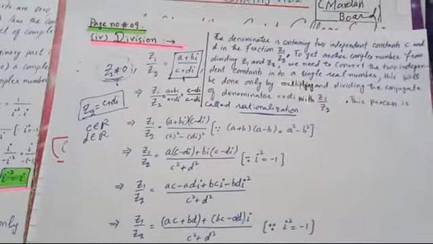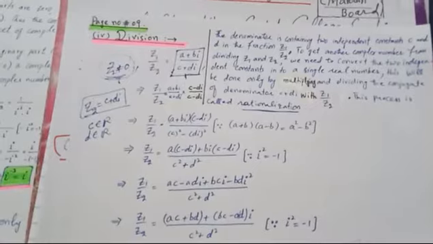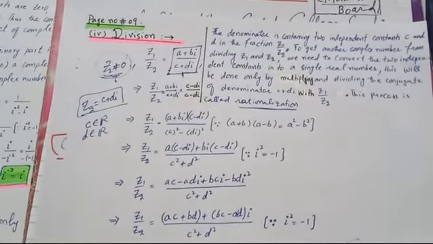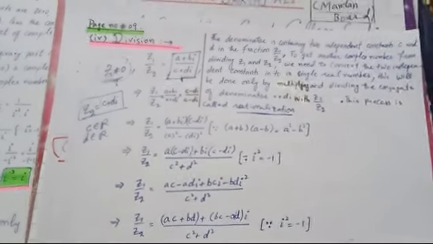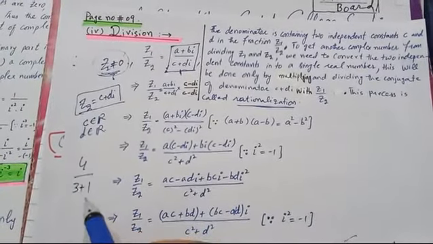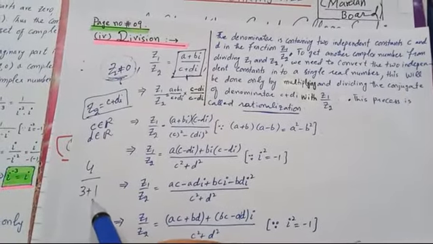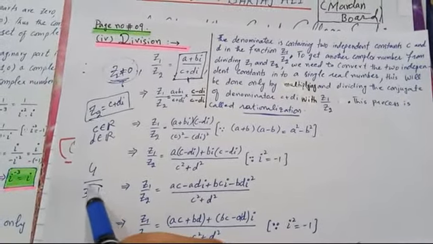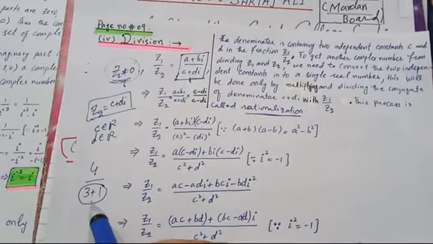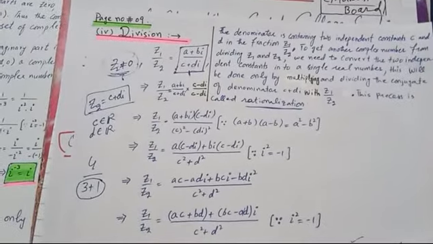There are two independent constants, and you know when you are dividing something by a number, it must be a single number. For example, if I divide 4 by 3 plus 1, we can't divide 4 by 3 and then 4 by 1. We will first add these two numbers to convert this denominator into a single number. So this is the idea.